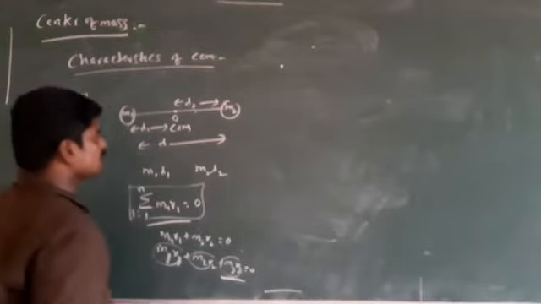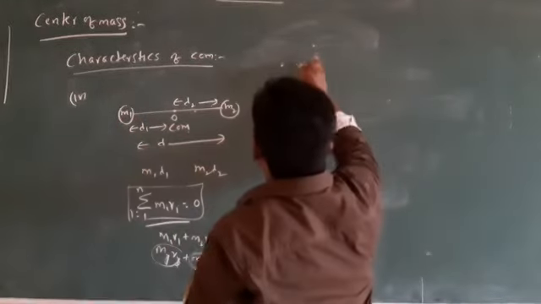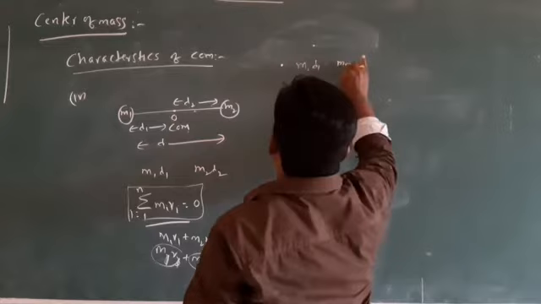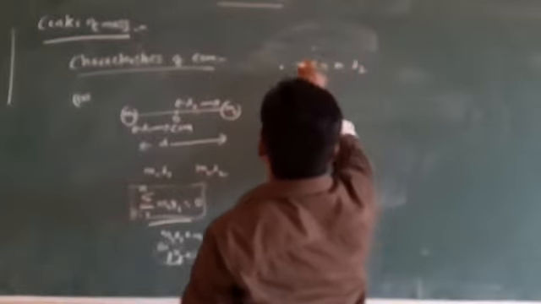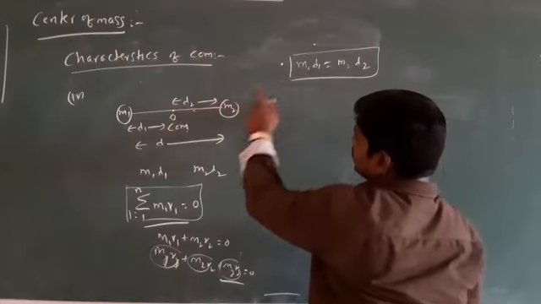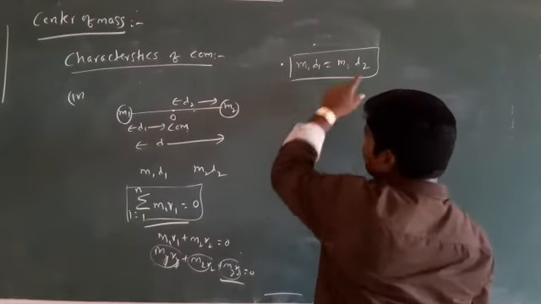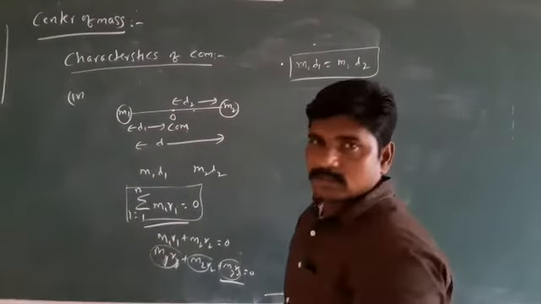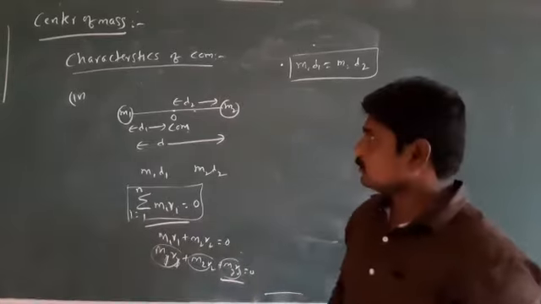Now from this we can write m1 d1 is equal to m2 d2. The moment of mass of the first particle about the center of mass equals the moment of mass of the second particle about the center of mass. m1 d1 is equal to m2 d2.